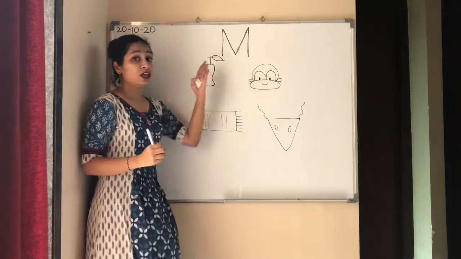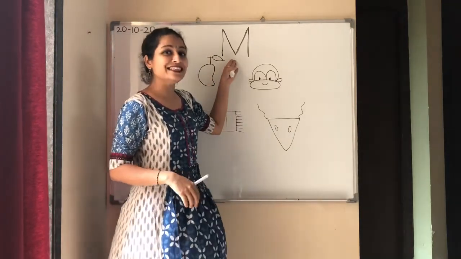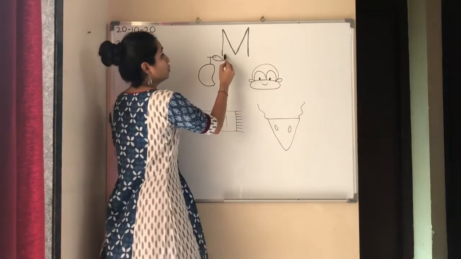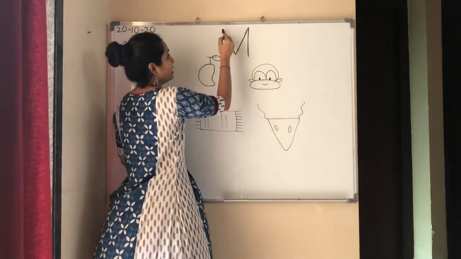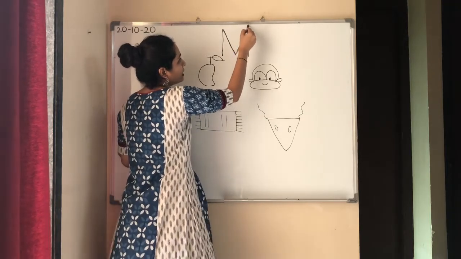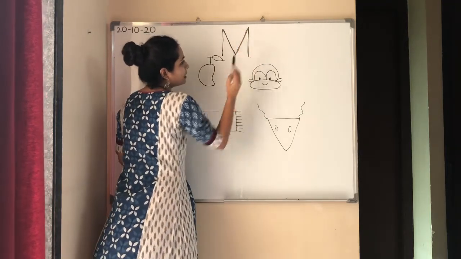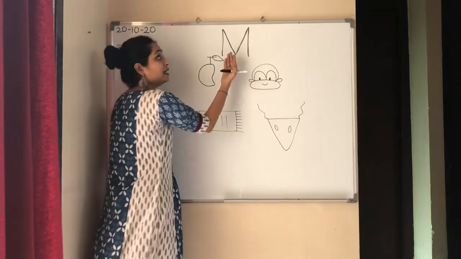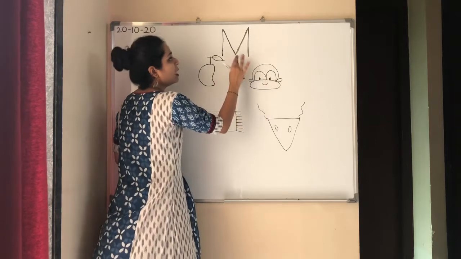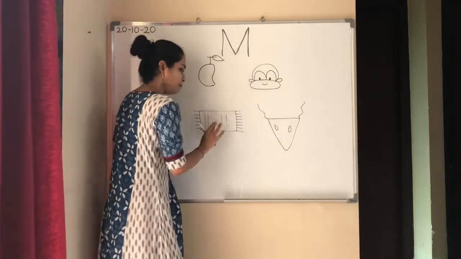So today we learned a new letter, that is letter M. Which letter? M. You go up, standing line, down slanting line, up slanting line, down standing line. So this is letter M. Say M mango, M monkey, M mask, and M mat.